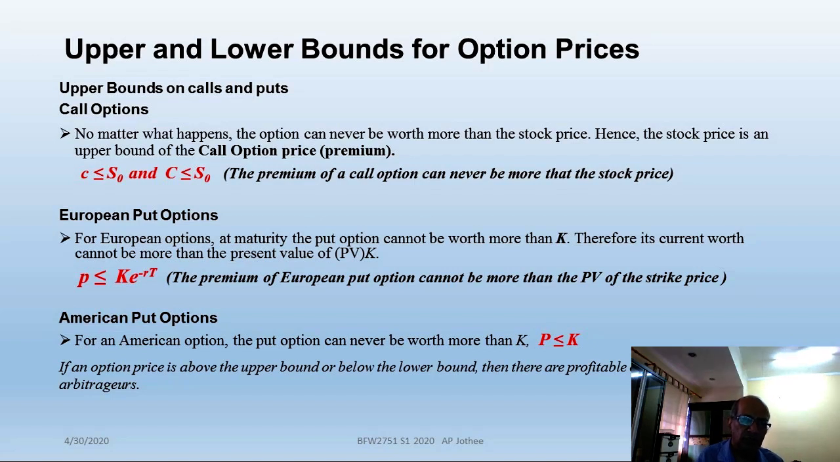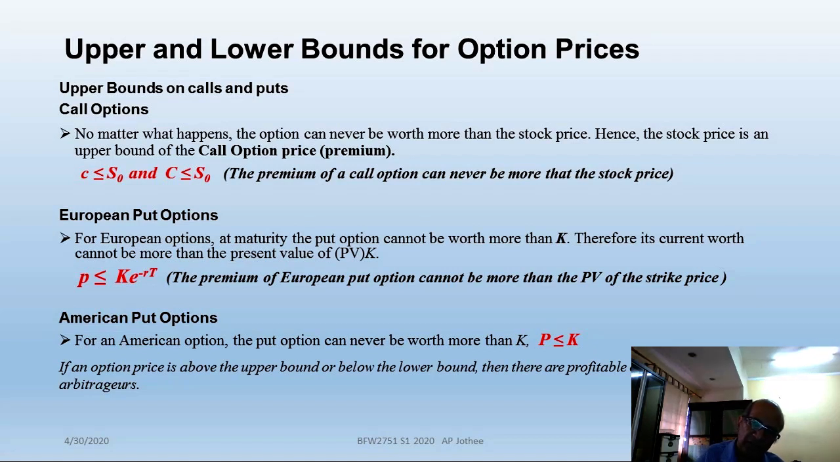Okay, now we look into the upper and lower bounds of option pricing. Upper bounds on calls and puts. Let us see the call options first. For a call option, no matter what happens, the option can never be worth more than the stock price. The option price or the premium can never be higher than the stock price at the initial inception itself. If the stock price is $40 today, can I charge you a premium of more than $40?